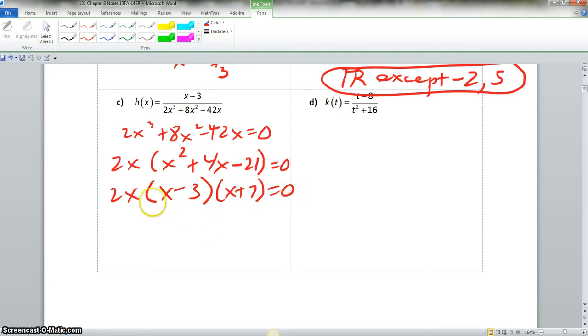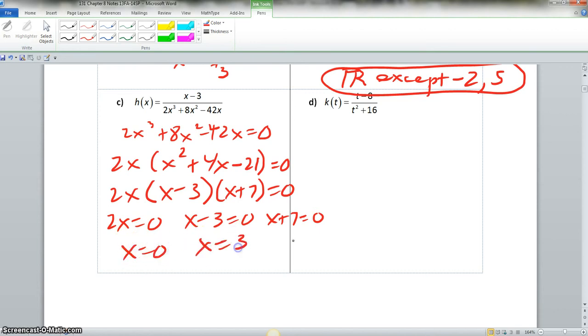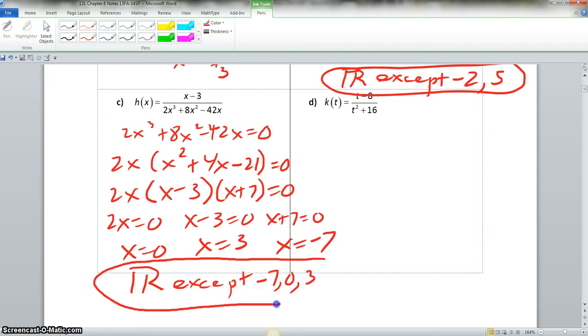Now we would set all three of these terms equal to 0. 2x equals 0, x minus 3 equals 0, and x plus 7 equals 0. So this will give us x is 0, this will give us x is 3, and this will give us x equals negative 7. Now, again, this is all real numbers except negative 7, 0, and also 3.